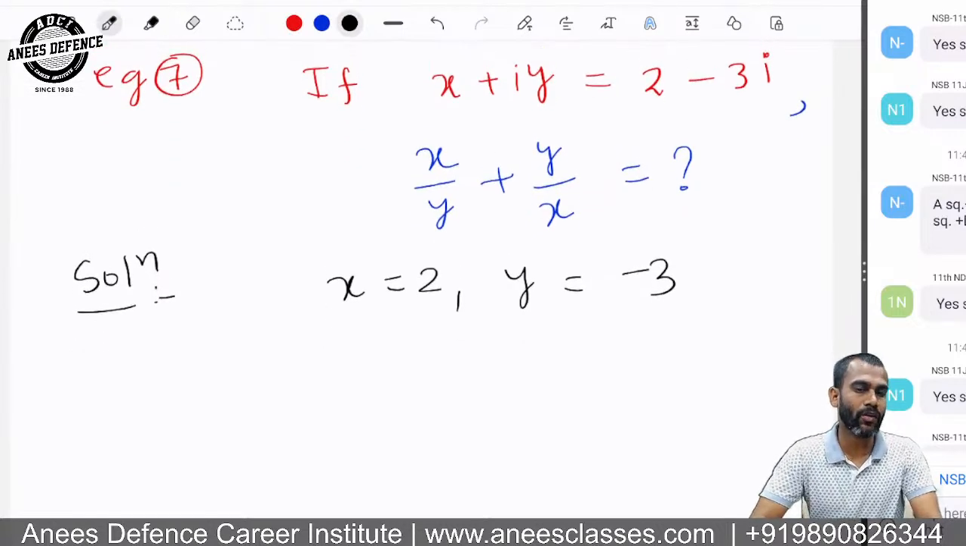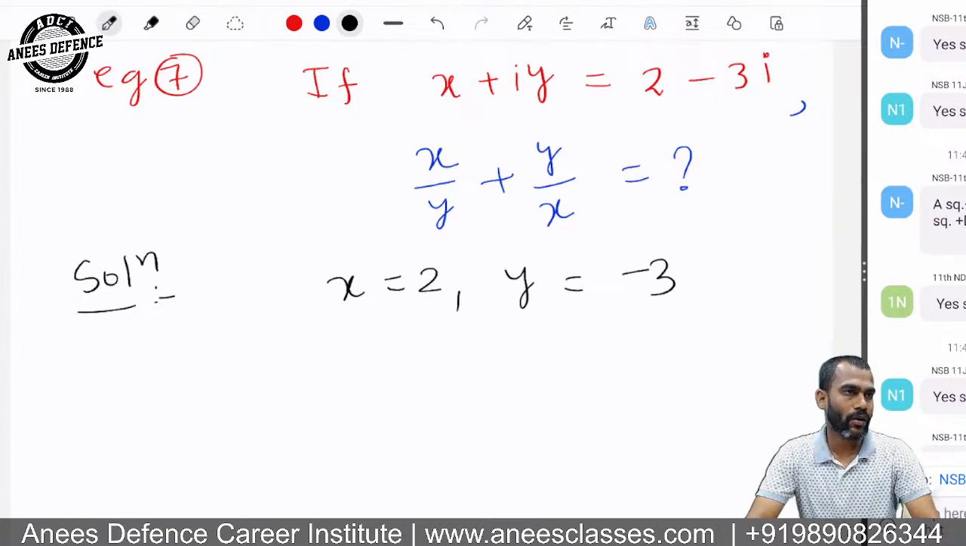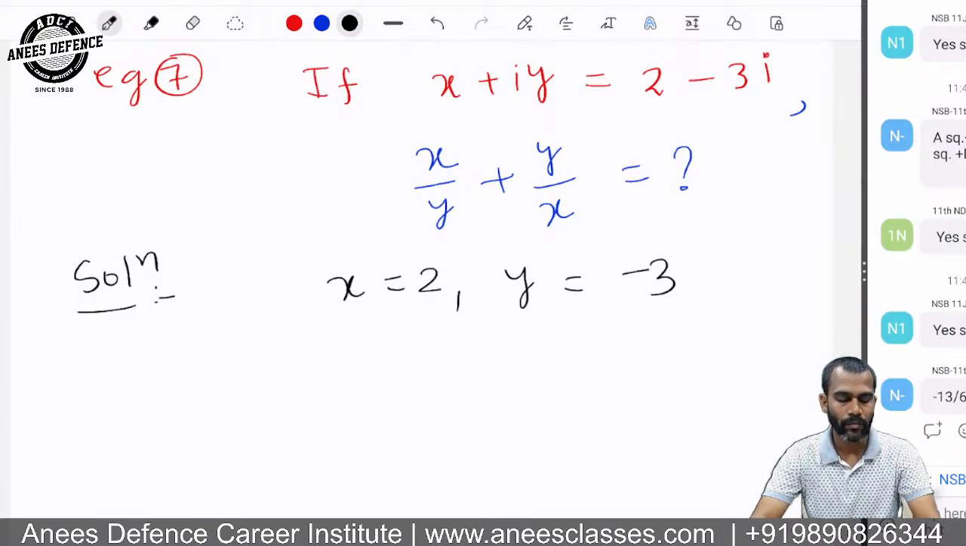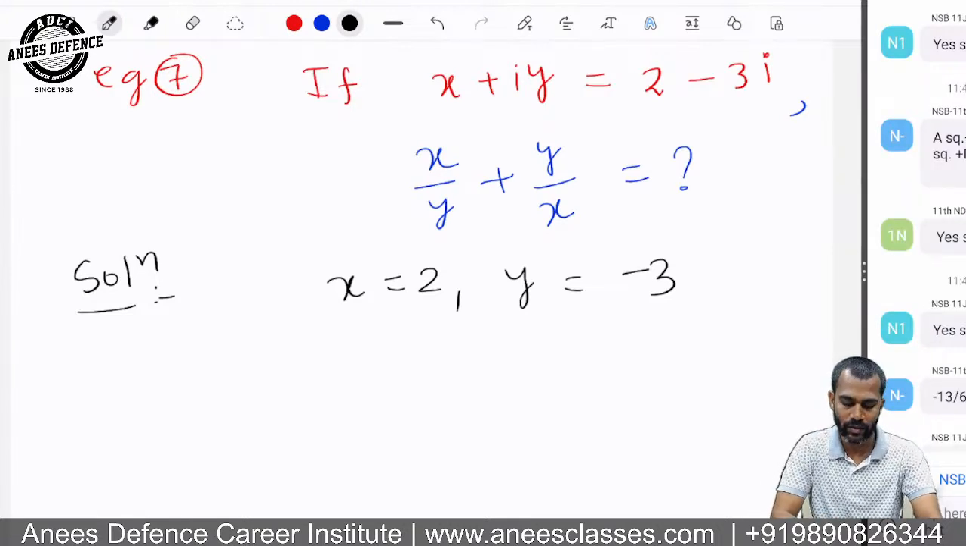If two complex numbers are equal, then their real parts and their imaginary parts will be equal. Yes or no? What is the real part? x. x is equal to 2. On the right hand side, we have 2. That is the real part. And on the left hand side, y is the imaginary part and minus 3 is the imaginary part on the right. So I can directly say x is equal to 2 and y is equal to minus 3. Now put the values, you'll get the answer.